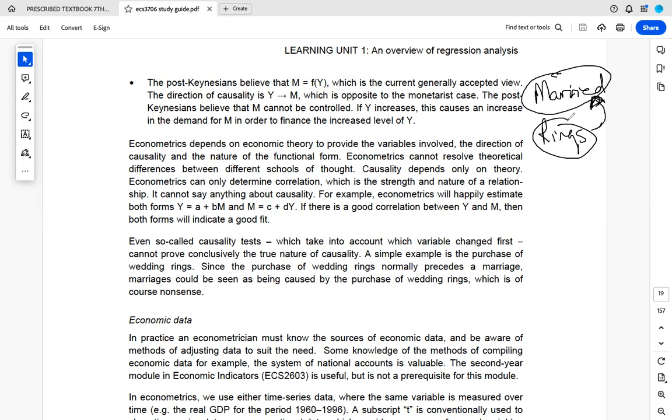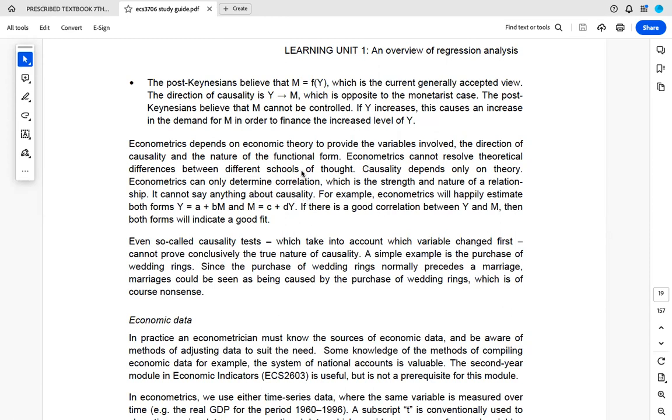But this is not correct, right? It's not as simple as that. So it's called causality. Let me just read this to help you understand that a bit better. Econometrics depends on economic theory to provide the variables involved, the direction of causality and the nature of the functional form, right? However, econometrics cannot resolve the theoretical differences between the schools of thought. So causality depends only on theory. Econometrics can only determine correlation, which is the strength of the nature of the relationship. It cannot say anything about causality.